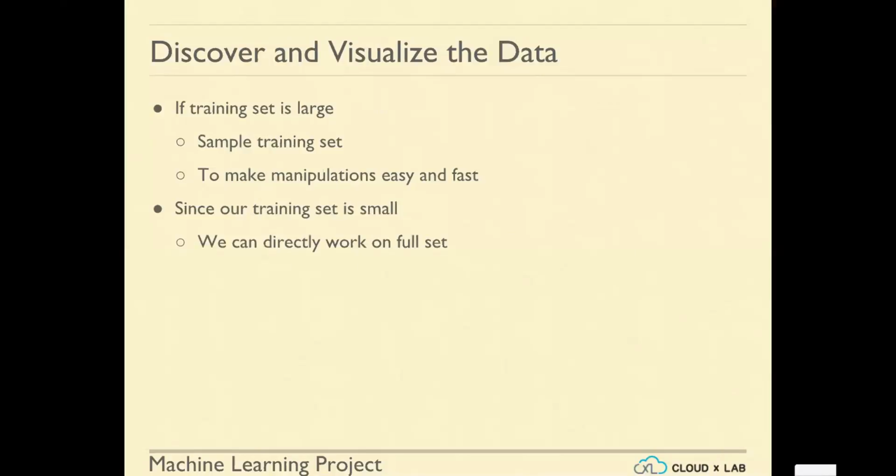If the training set is large, we generally sample the training set to make manipulations easier and faster. If it's really huge data, like in terabytes, then we create a sample training set to make the manipulations easy and fast, and so we can visualize and discover the data. Since our training set is small, we can directly work with the full set.